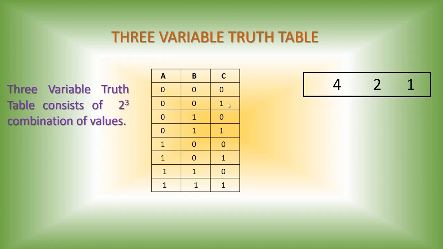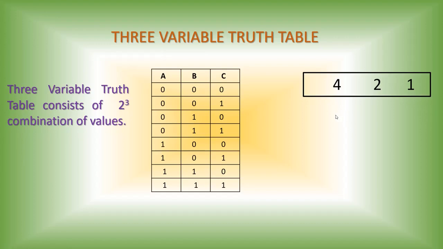The next decimal number is 2. How will you get 2? You can place 1 over here in this place, and the remaining places you fill with 0. So the combination of values is 0, 1, 0. Now how will you get 3? 3 means you add 2 plus 1. So these 2 places you fill with 1 and this one you fill with 0. What is the combination of values? 0, 1, 1. And the next number is 4.